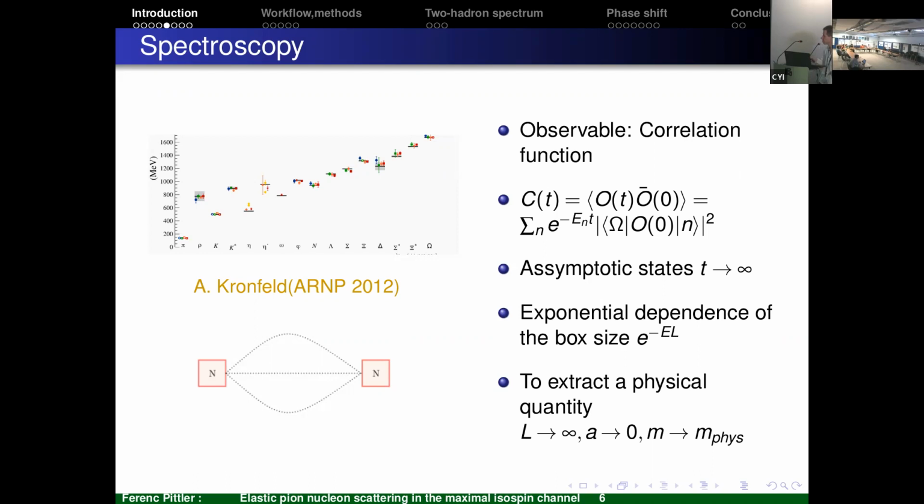Basically the decay is what we are interested in. How this correlation decays depends on the mass, and that's what we are after. And basically that's what we are determining.